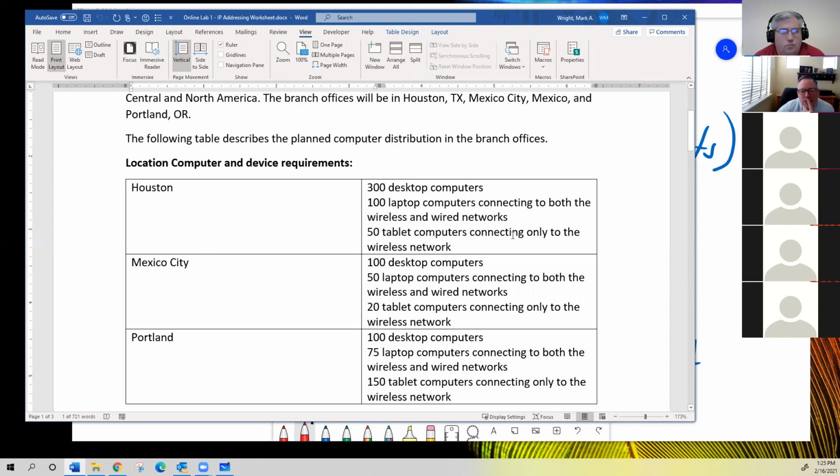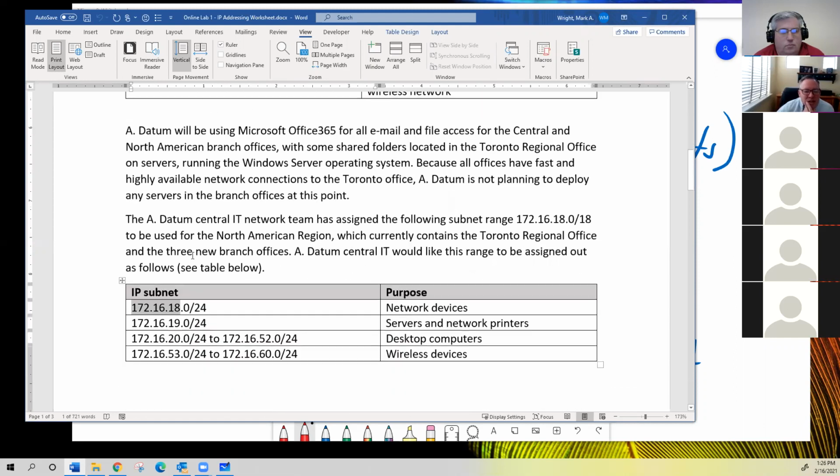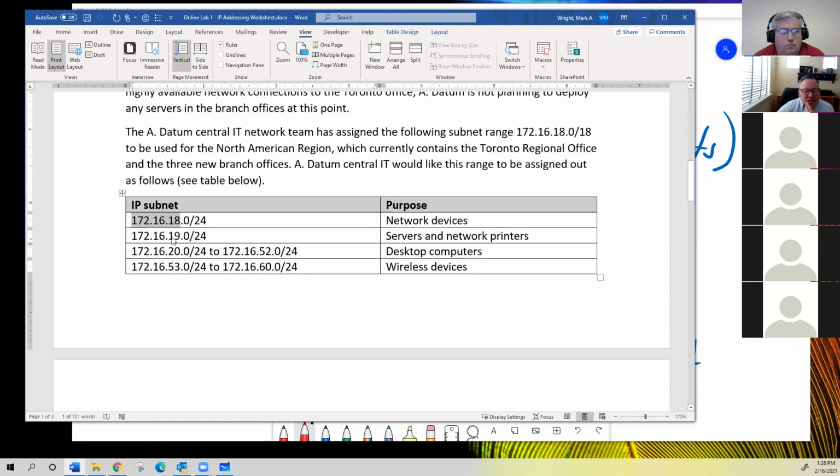Okay, so they've given us some ranges. The 19 net here, it's a class B, 172.16.19. So I'm just going to talk about these networks in the third octet. Like this is the 18 net, this is the 19 net, and this is the 20 to 52 net or something, this is a range, okay?